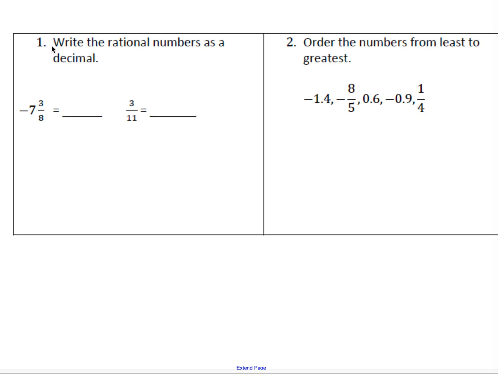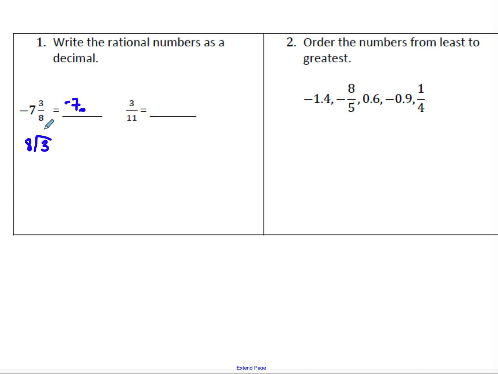Okay, so let me get my pen here. Okay, so for this first one, it says write the rational numbers as a decimal. I have -7 and 3/8. I'm going to keep the -7 as -7. I'm going to go ahead and just put a decimal next to it. And then I'm going to change the 3/8 part. So numerator goes on the inside, 3. 8 goes on the outside.